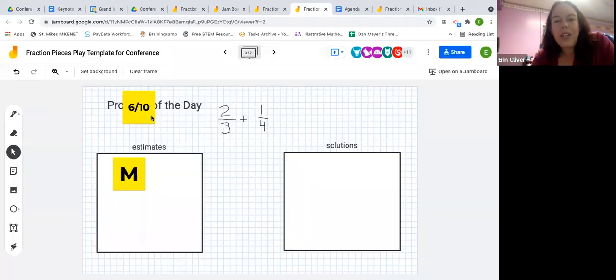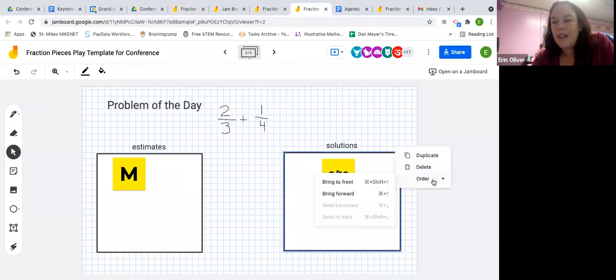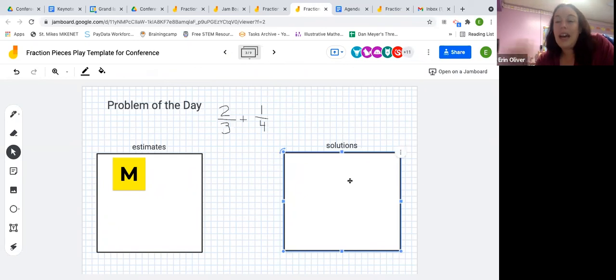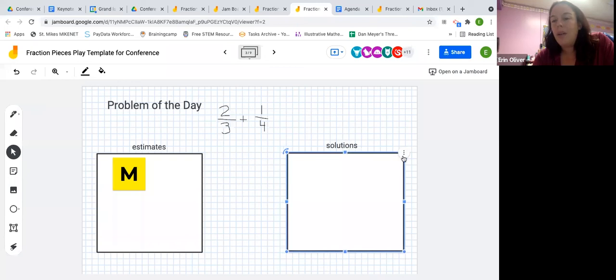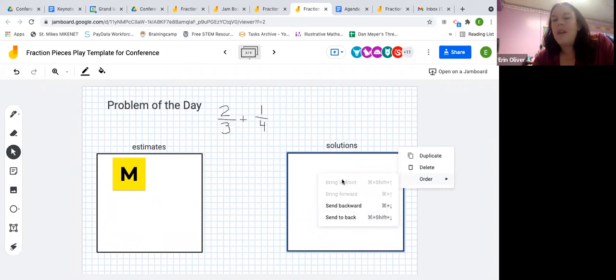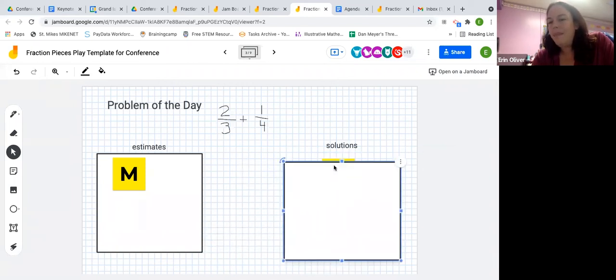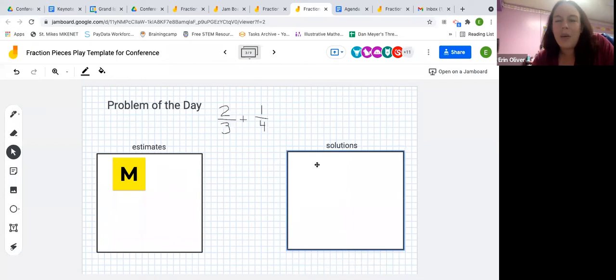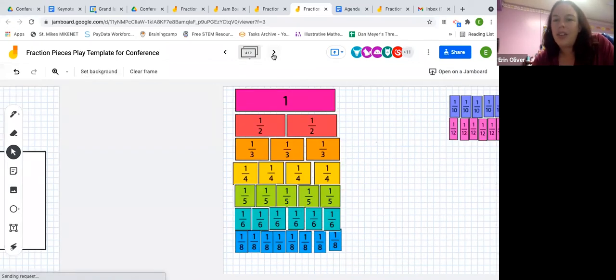And their solutions, I would just hide behind the solutions box. So students would be working and they'd say, okay, I've got a solution, and they'd go to the solution page. And then by saying bring order to the front, bring to the front, I'm able to hide all the stickies behind it. Again, I just don't want kids to copy each other. I want them to actually show.